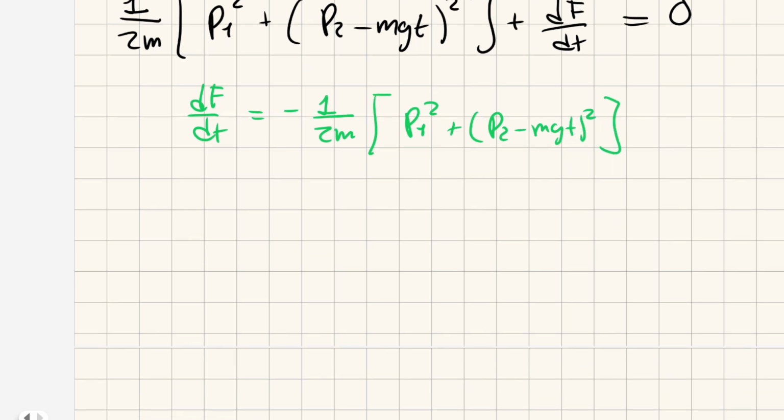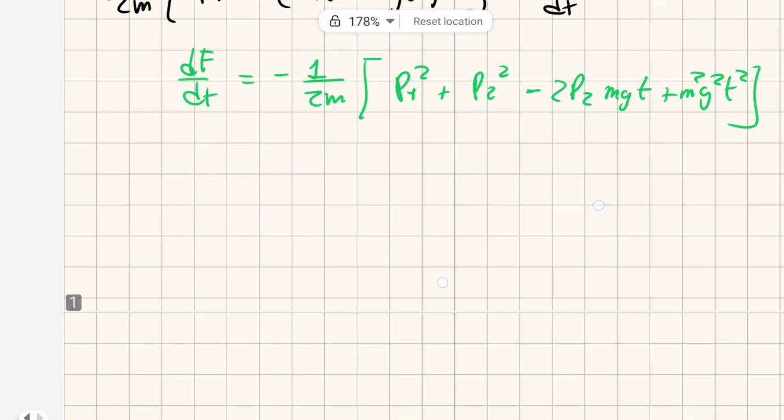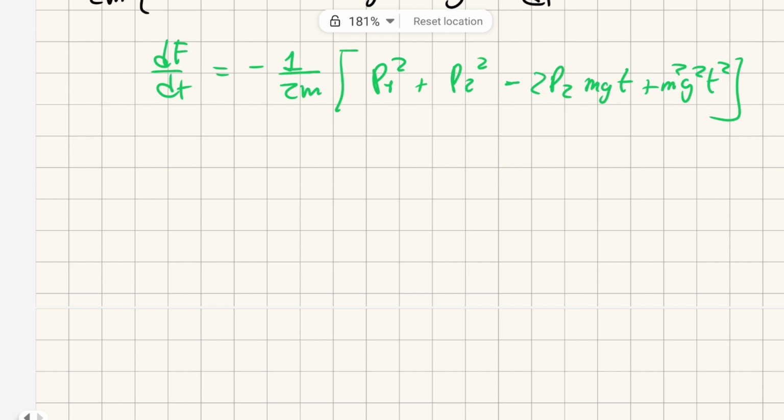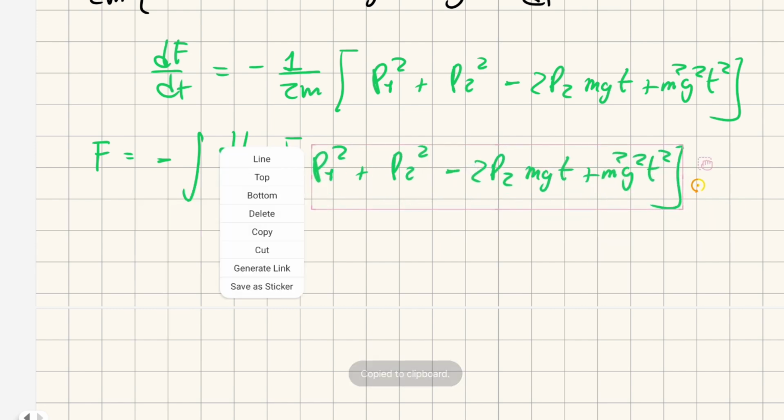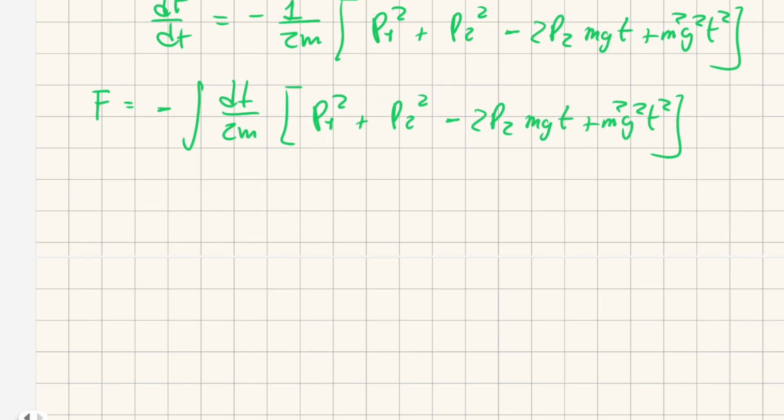And to solve this, let me develop all this expression to get p2 squared here, then minus 2 p2 mgt plus m squared g squared t squared, like this, right? And then we can just take the integral to get that f is equal to minus the integral of dt divided by 2m times all this expression, right? So let me copy it to make it faster. Here it is. So it is a very easy integral to solve.